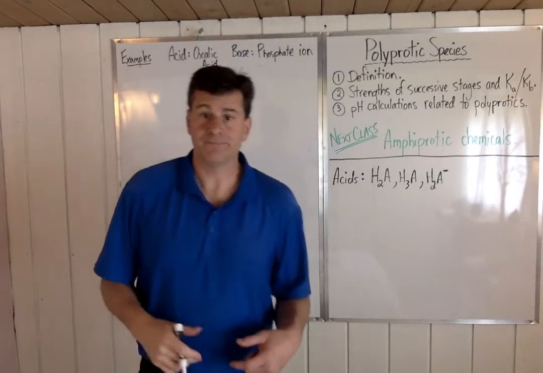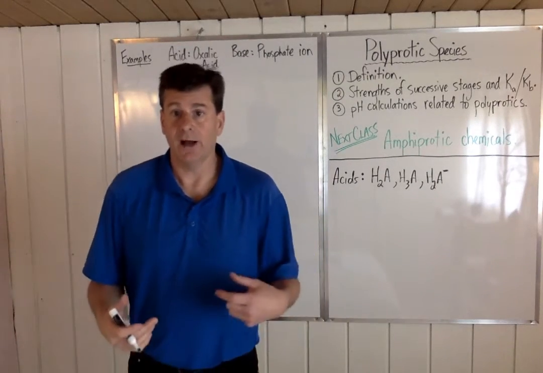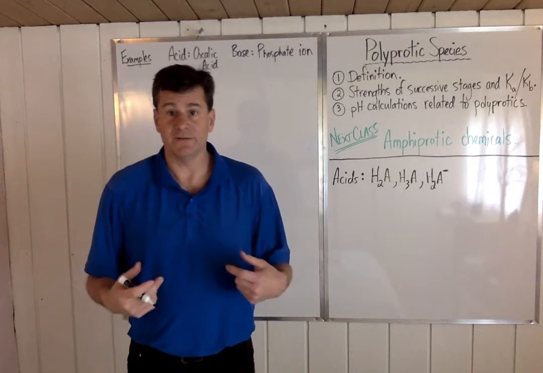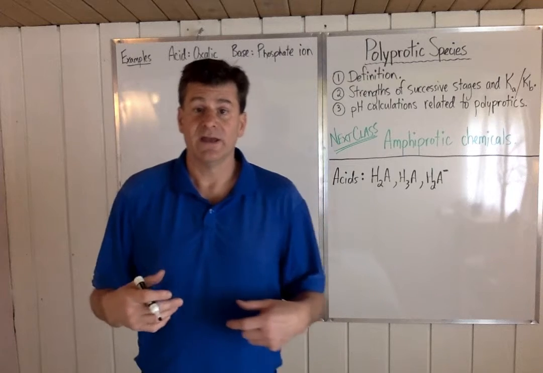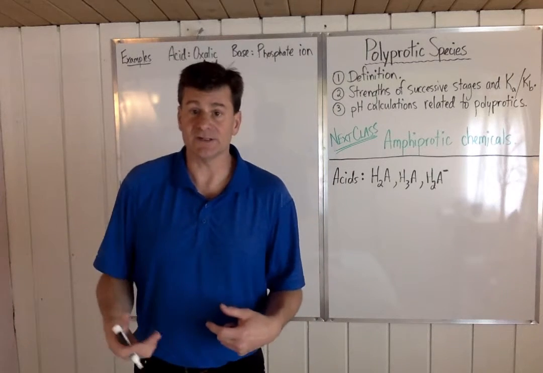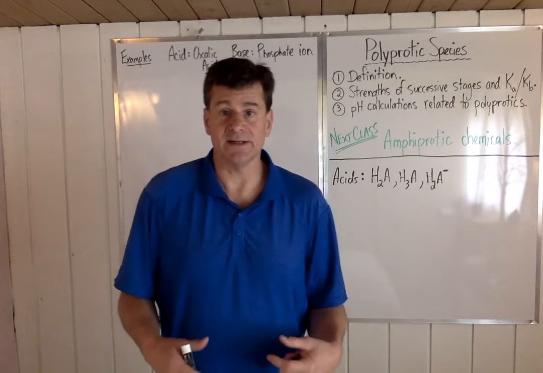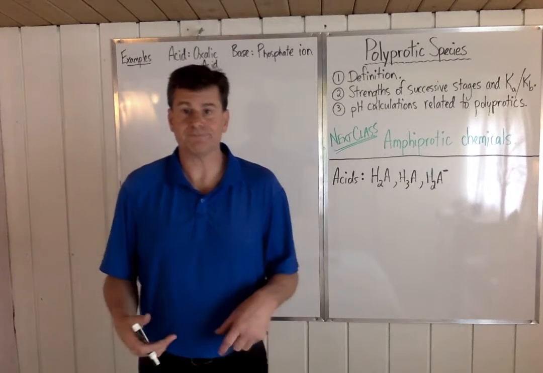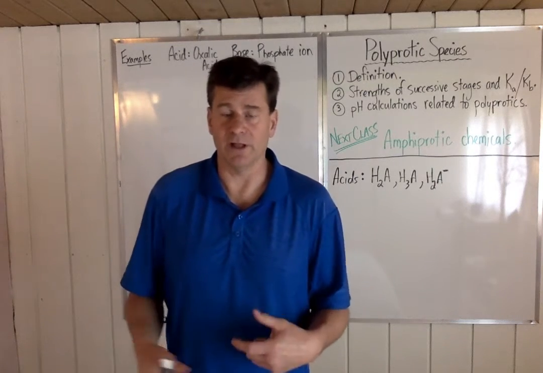Also, don't be surprised if your polyprotic species is an ion. Something like dihydrogen citrate has a charge of -1, but it has a formula that has two donatable H's. So it is a polyprotic acid, but it's got a negative charge. Okay, so don't be surprised. All you're looking for are those multiple H's.